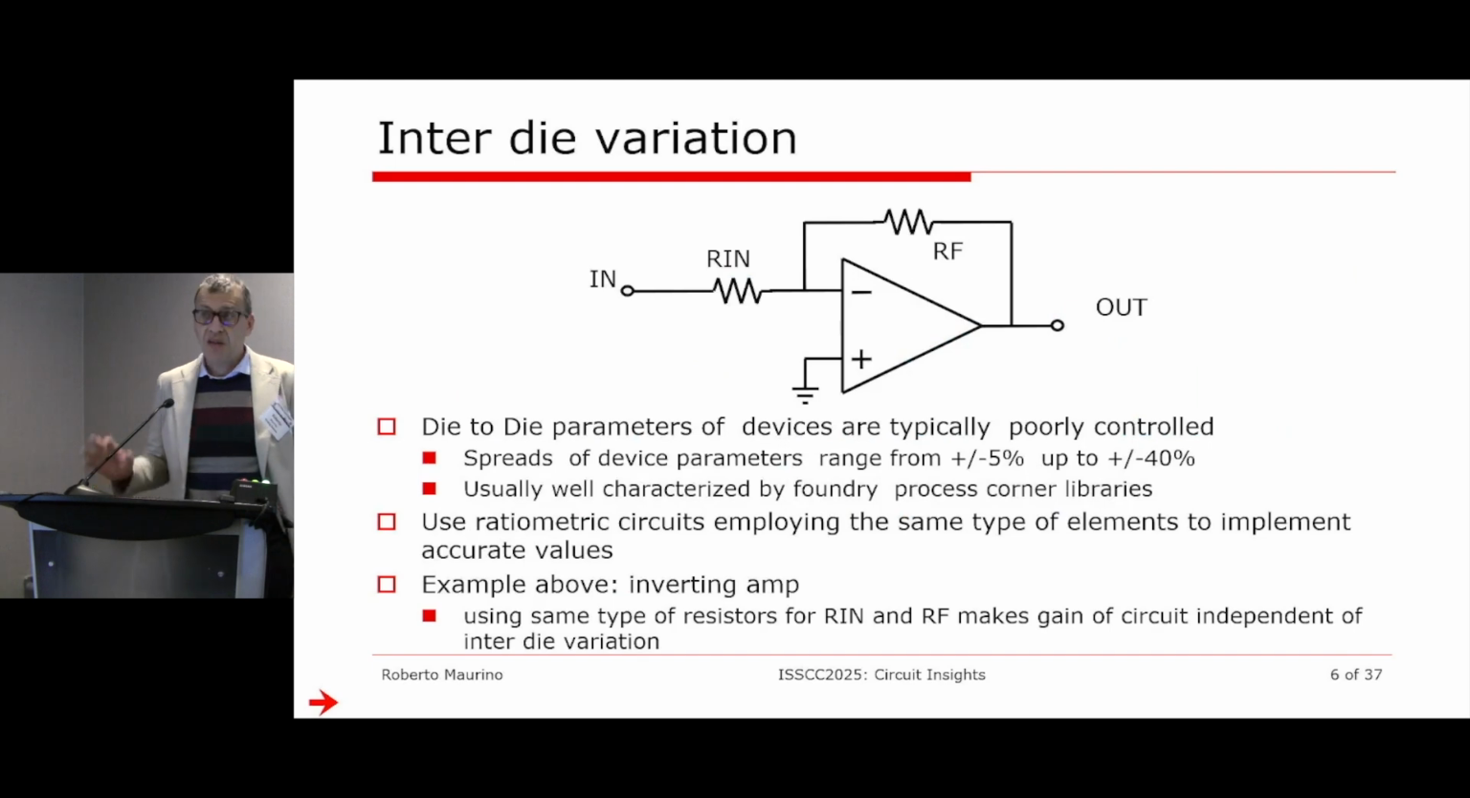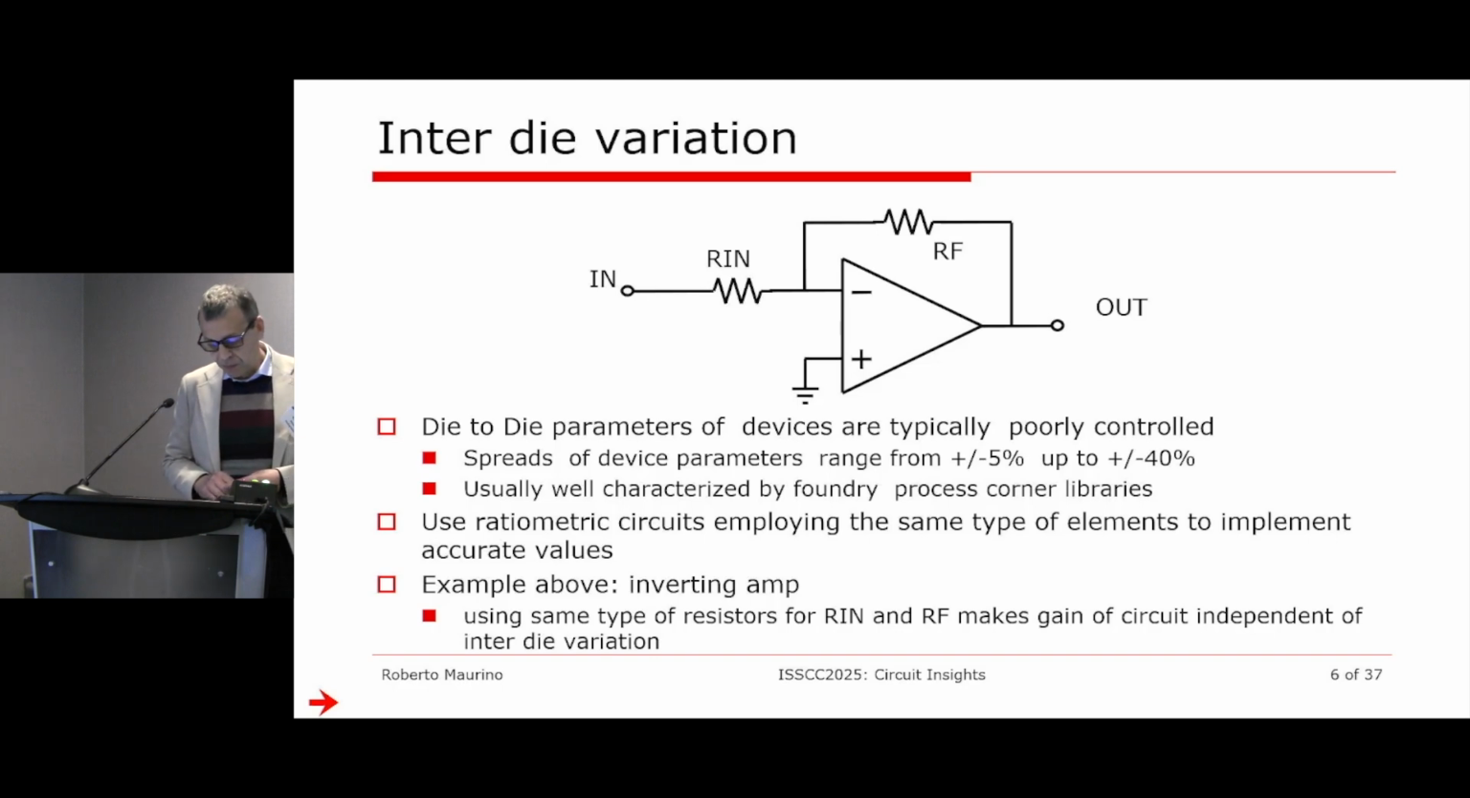So let's start with the inter-die variation. When you manufacture a chip, you'll find that you see a great variation of the parameters from one die to another die. The range is typically in the tens of percent, so that's quite large. But the good news is that this type of variation is well characterized by the foundries, so you get process libraries and you can simulate that quite accurately.